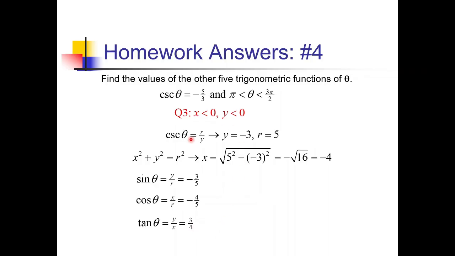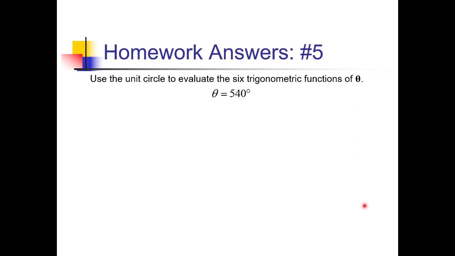Next, cosecant, we actually already had that. That was negative 5/3. And secant is the reciprocal of cosine, r over x, so this becomes negative 5/4. And then finally, cotan is the reciprocal of tangent, so x over y for cotan, which means this gets flipped to 4/3.